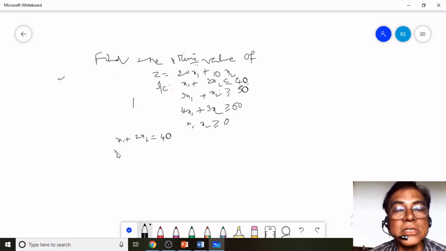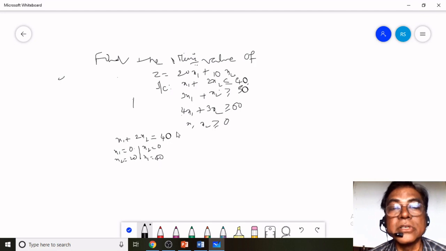Now take x1 equal to 0. So x2 is equal to how much? x2 is equal to 20. Like this, x2 is equal to 0, x1 is equal to 40. So the first equation values are over. Next go to the second equation: 3x1 plus x2 equal to 30.